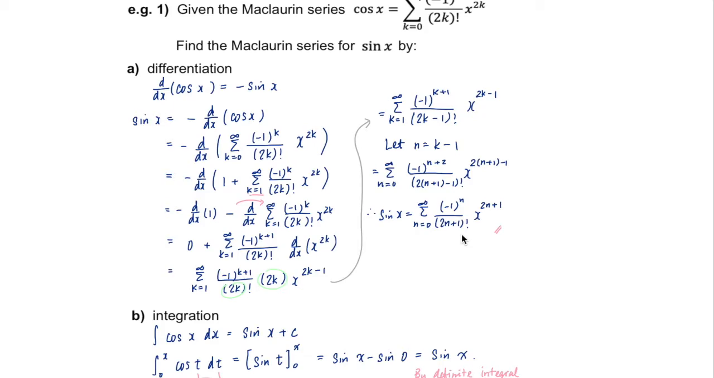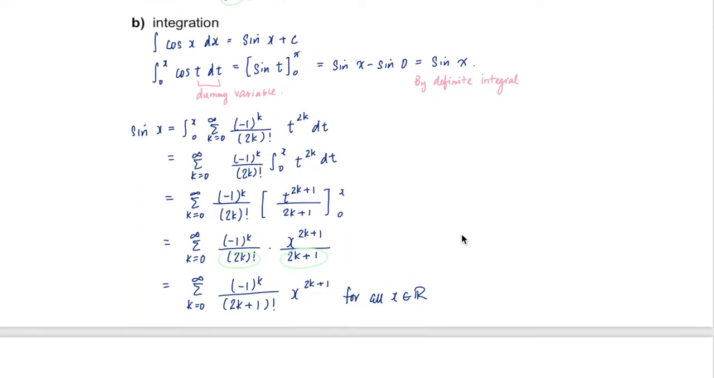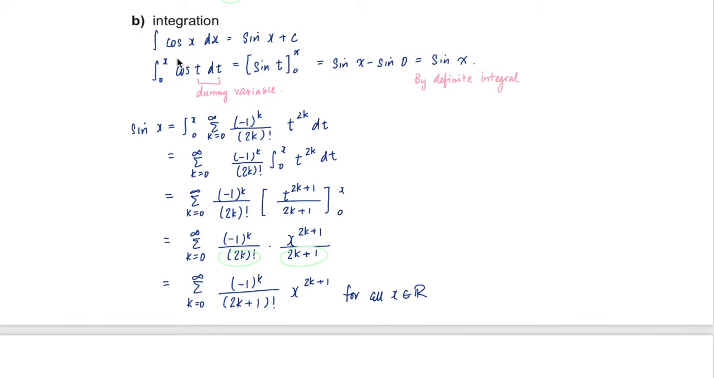Now, what if we take a different approach? What if I take the integration approach in part B? We also know that when I take the integral of cosine x dx, I get sine x plus c.